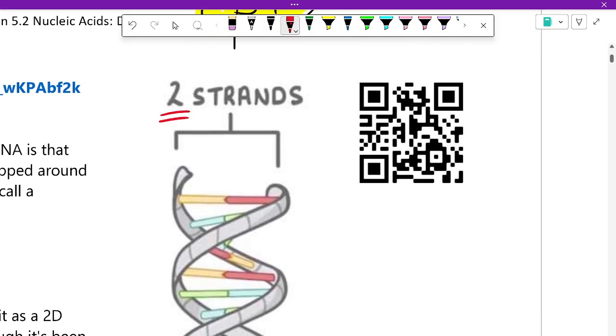Do you guys remember what this shape is called? That is called a double helix. Okay, and that's a vocab word. All right?